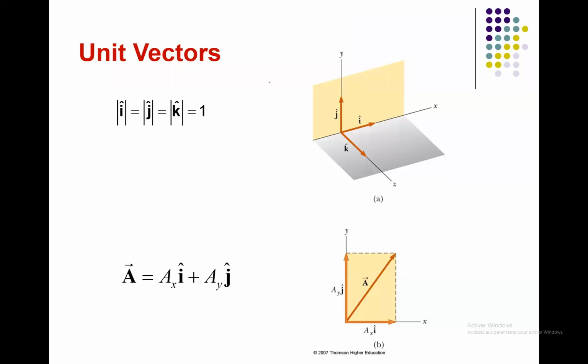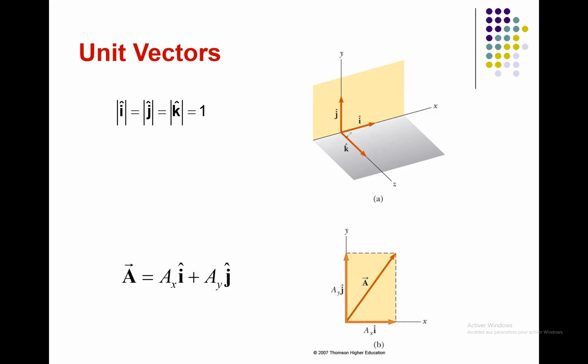Unit vectors. The unit vectors are I, J and K, just to give a direction to any vector.